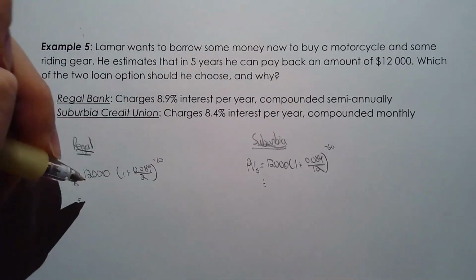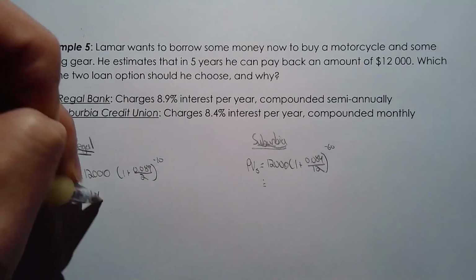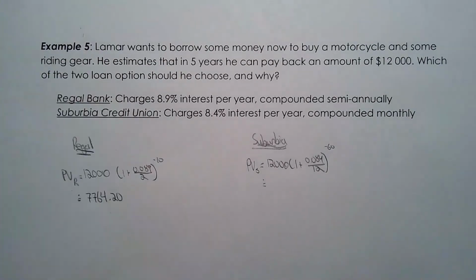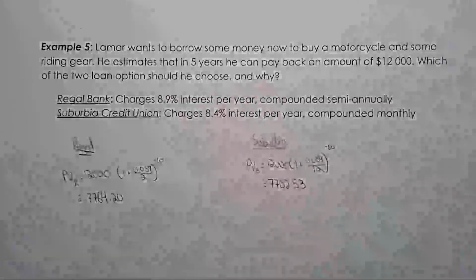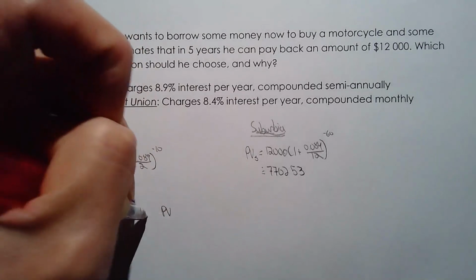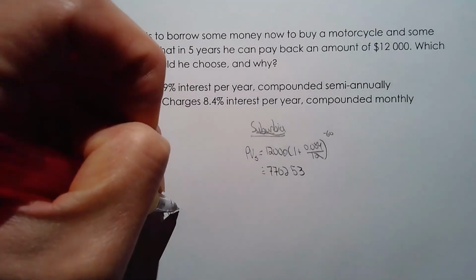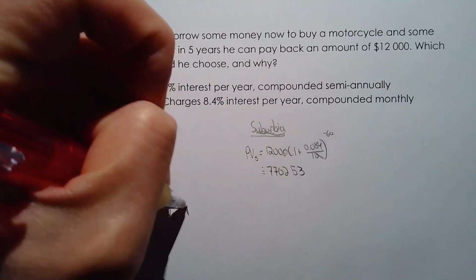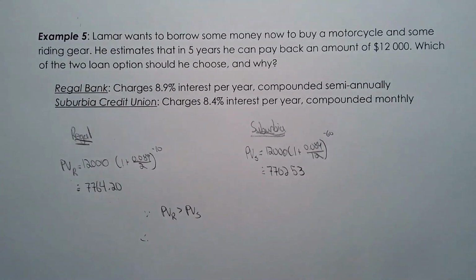Okay, so that means the present value of Regal Bank is 7764. And what about for Suburbia? We're looking at $7,702.53. So which one are we going with? Are we going with Regal or Suburbia? Well, let me give you a hint. Regal is giving you more money today. And if that's the case, why am I not going with Regal? He's giving me more money today.